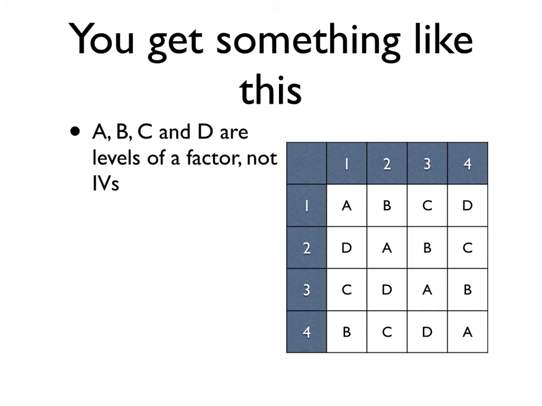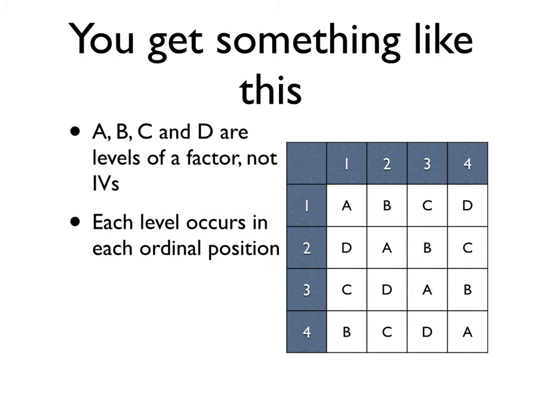I know we've used A, B, C, and D as different factors, different independent variables. They're not in this case. They're different levels. There are four levels of some independent variable. Each level occurs in each ordinal position. So A occurs first, A occurs second, A occurs third, A occurs fourth, B second, third, fourth, first, etc.